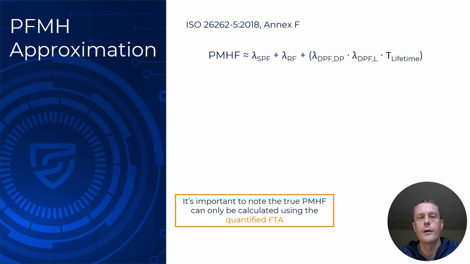In part 5 of the standard, Annex F, we have an approximation of the PMHF, which is the summation of the single point faults plus the residual faults plus this expression which includes dual point faults detected and dual point faults latent. Well, many times these are very small numbers times very small numbers, so this is generally very small and we can approximate as 0.